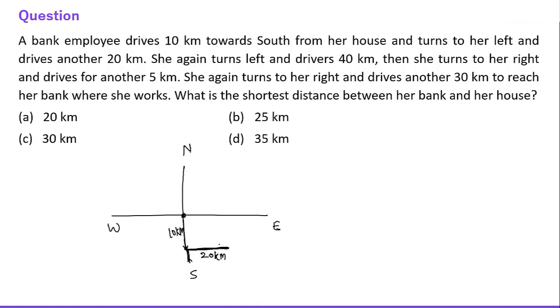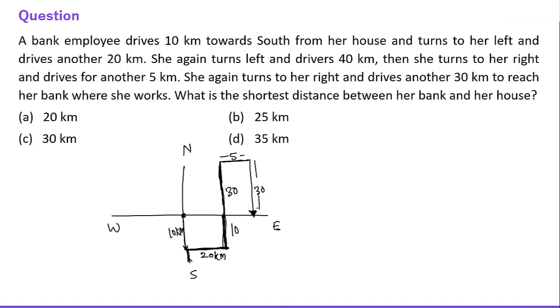All right. She again turns left and drives 40 kilometers. Okay, so 40 kilometers means this is 10 kilometer and then 30 more, right? Then she turns to her right and drives another 5 kilometer. She again turns to her right and drives another 30 kilometers to reach her bank. Okay. So 30 kilometers like this. So this is, let's say this is also 30, right? So this is bank.